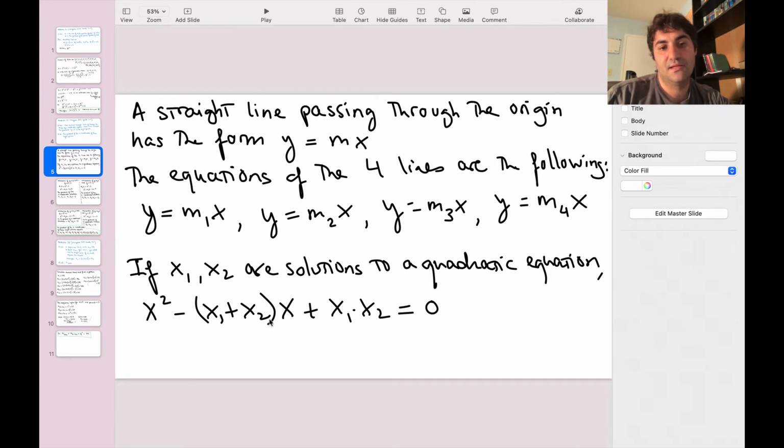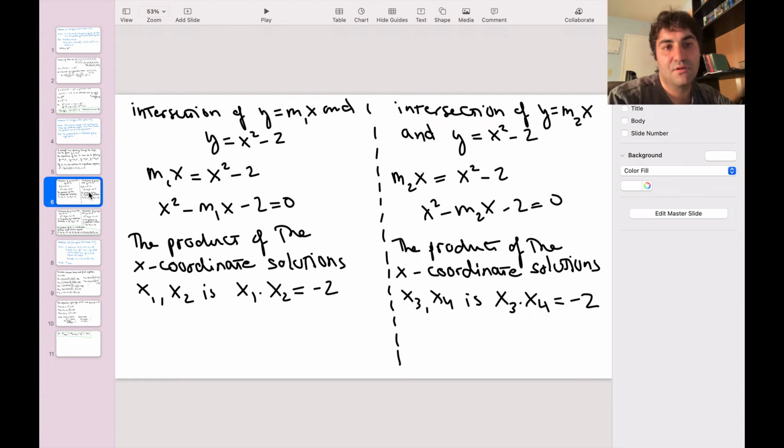So if x1 and x2 are solutions to a quadratic equation, we can write this relation here: x squared minus the sum of the solutions times x plus the product of the solutions is equal to 0, and that's what we're going to use to solve this problem. So the intersection of y equals m1 times x and y equals x squared minus 2, we can solve this as m1 x equals x squared minus 2, and then we can rearrange terms to get this. So the product of the x coordinate solutions, x1 times x2, equals minus 2, right?